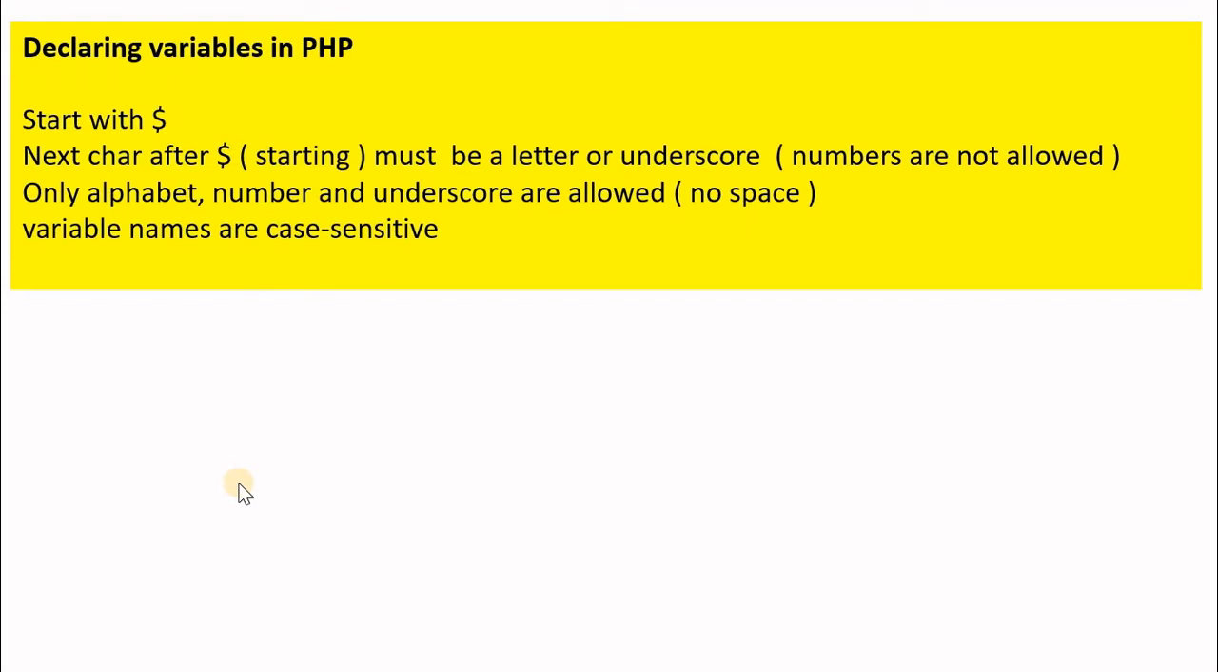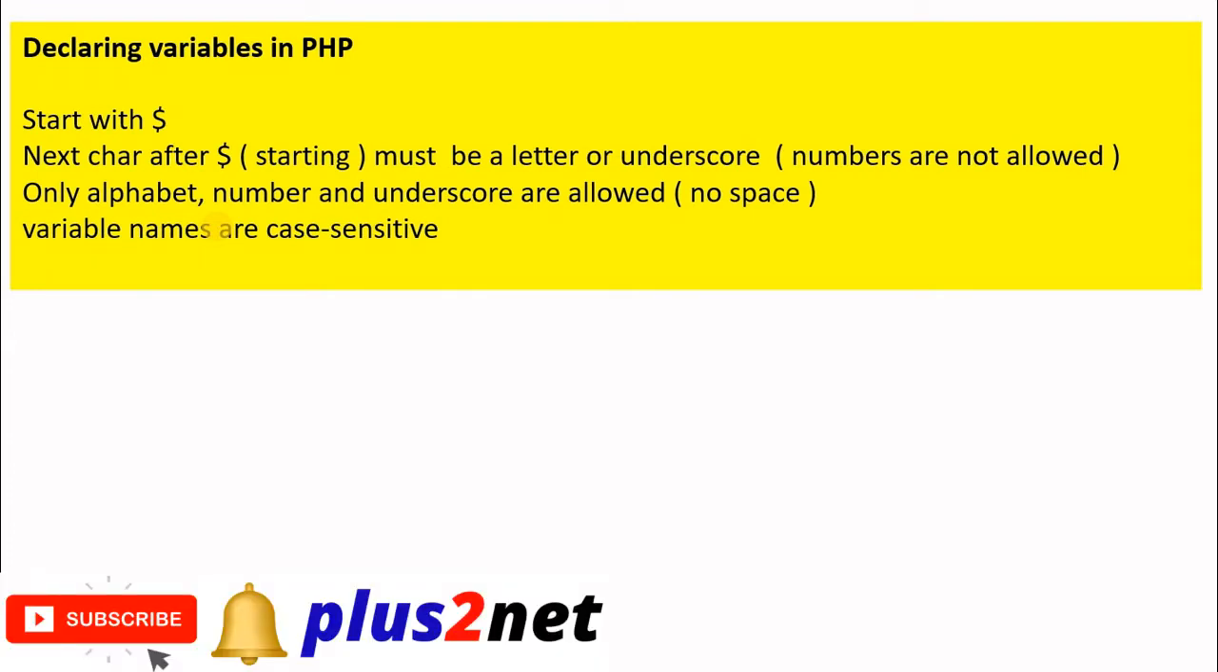While creating a variable in PHP, we have to follow these 4 steps. It must start with a dollar symbol, so that is the first step. Next, after the dollar we can write a character or an underscore, but we can't use a number there. The third point is we can only use alphabets, numbers and underscores. No special character, no space, nothing else is allowed. And remember that variable names are case sensitive.